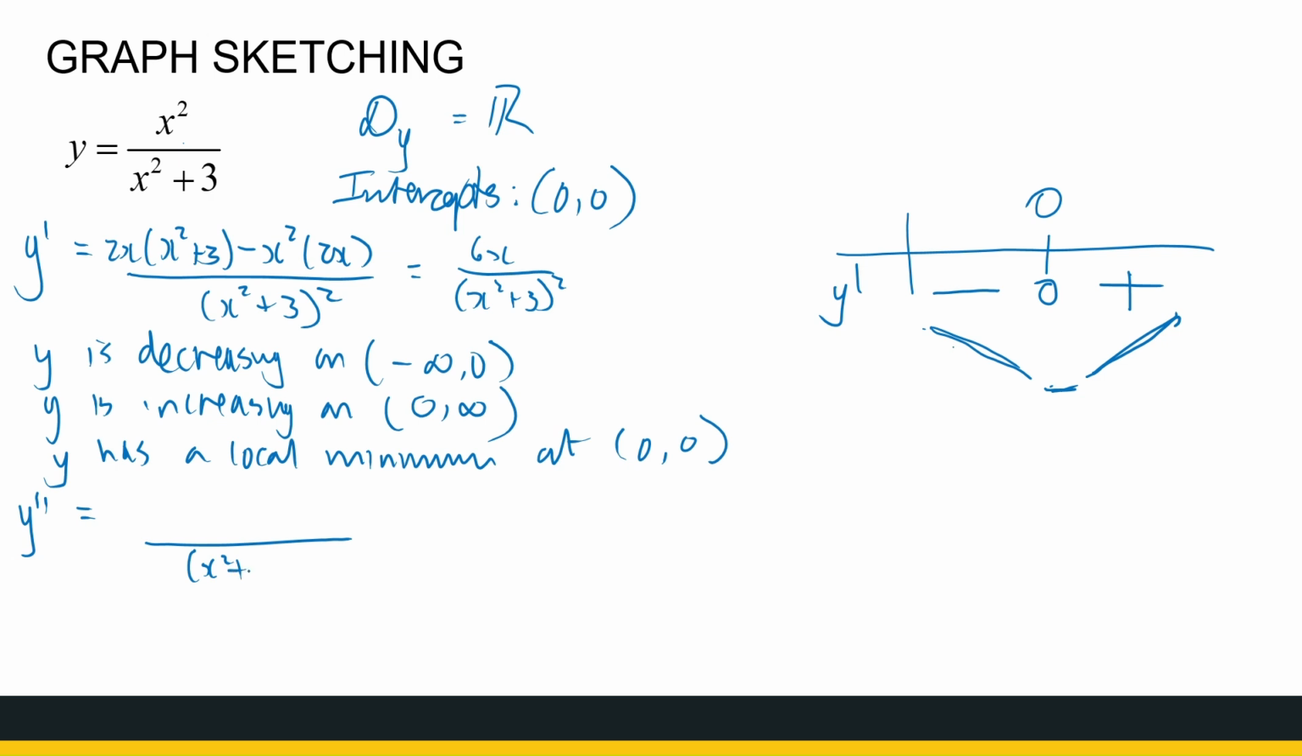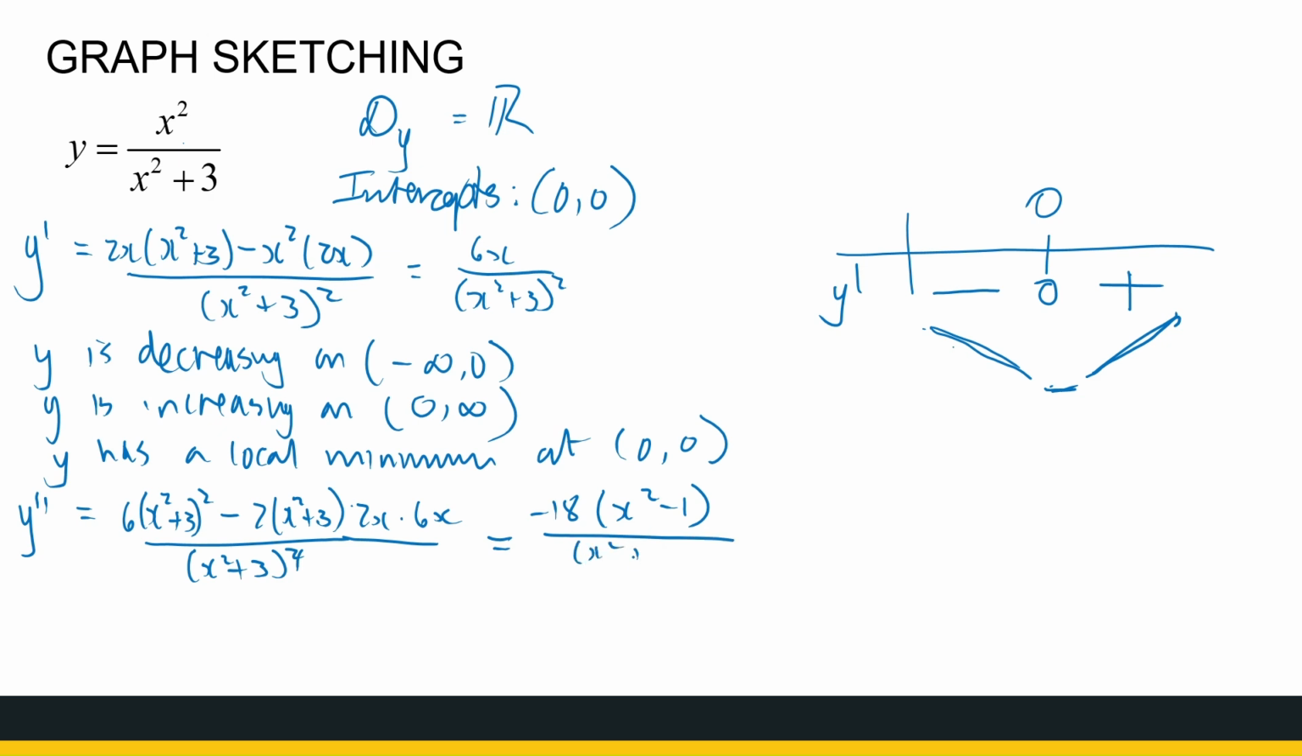It's x squared plus 3, everything squared. 6 times x squared, so it's to the power 4. 6 times x squared plus 3 squared minus the derivative of the denominator, which is 2 times x squared plus 3 times 2x times the numerator, which is 6x. Now you can go simplify it. It's going to take a bit of time. I'm going to leave that with you. Just pause here, try and simplify it, and you should get the following. Minus 18 x squared minus 1 over x squared plus 3 cubed.